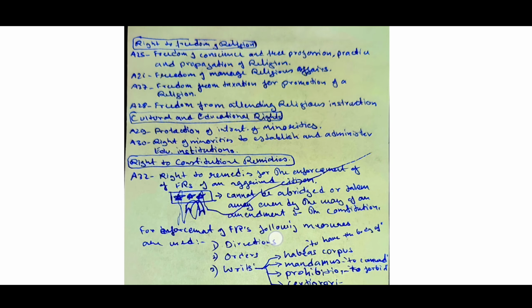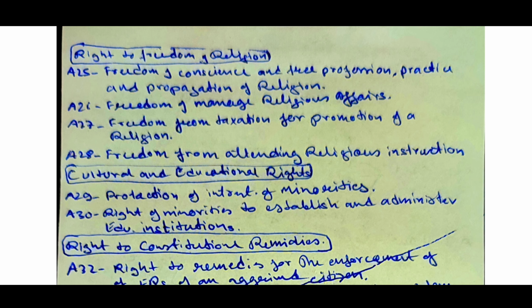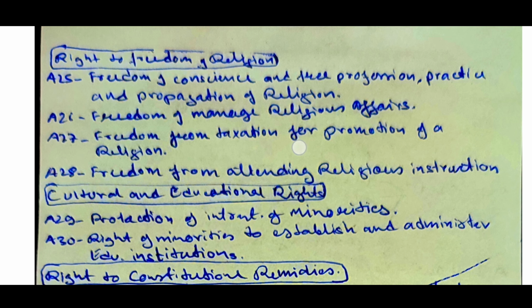Next is the right to freedom of religion. When we talk about it, there are basically 4 provisions given under it. Number 1, Article 25, freedom of conscience and free profession, practice and propagation of religion. Second, freedom to manage religious affairs. Article 27, freedom from taxation for the promotion of religion. And Article 28, which is freedom from attending religious instruction, which means that a citizen is free from following religious instruction.